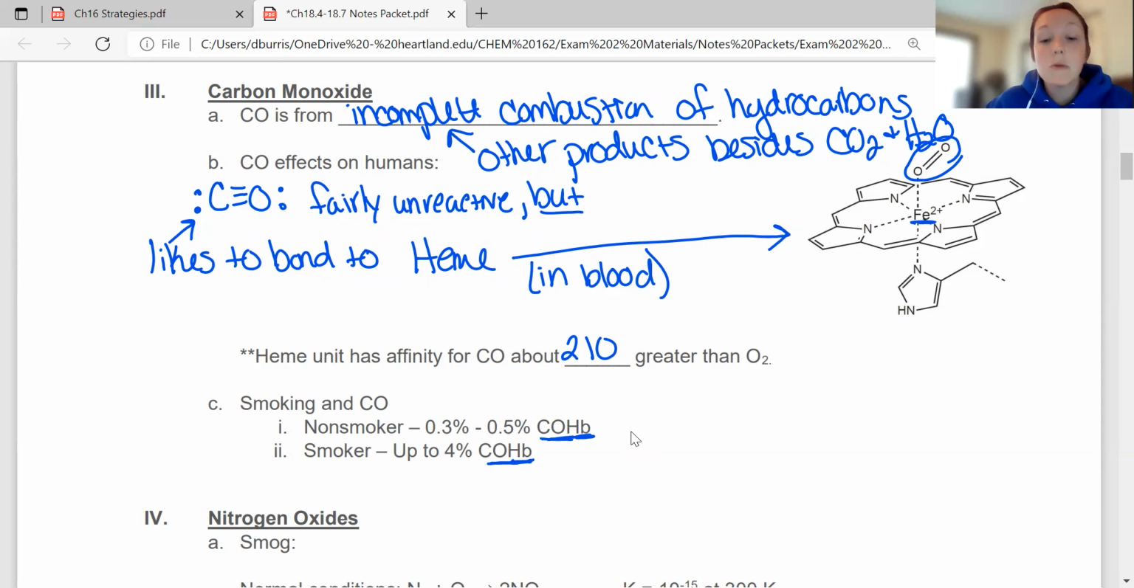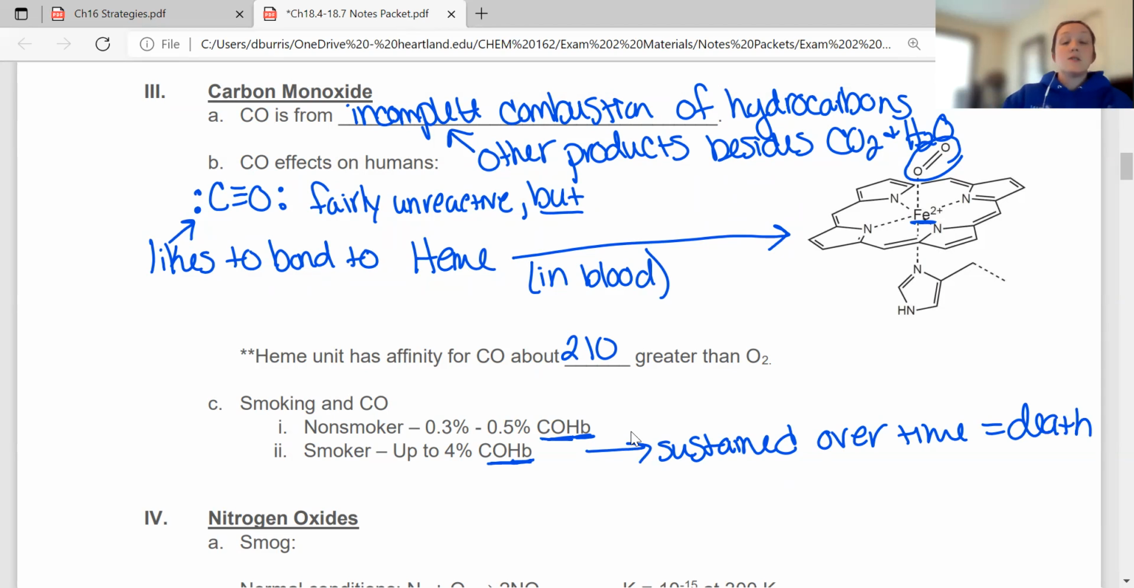The more carbon monoxide you have attached to that heme, the less oxygen you have attached to that heme. Over a long period of time, this can kill you. If this high concentration is sustained over time, that can lead to death. So you don't want to inhale a lot of carbon monoxide. All right, so that's carbon monoxide.